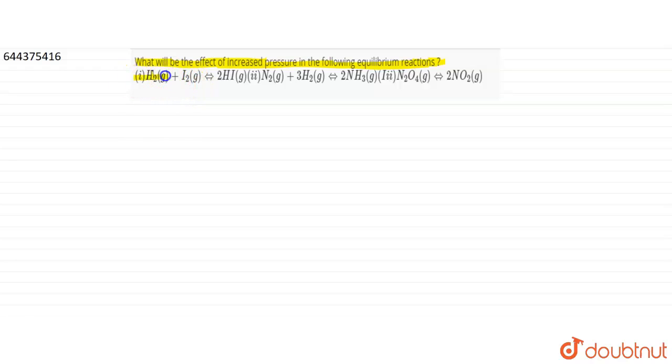So our first reaction is this: H2 gas plus I2 gas equilibrium 2HI gas. Our second reaction is this: N2 gas plus 3H2 gas gives 2NH3 gas. Our third reaction is like this: N2O4 gas gives 2NO2 gas. So these are the reactions which we have. So first of all, we need to know what happens when we increase the pressure on equilibrium.